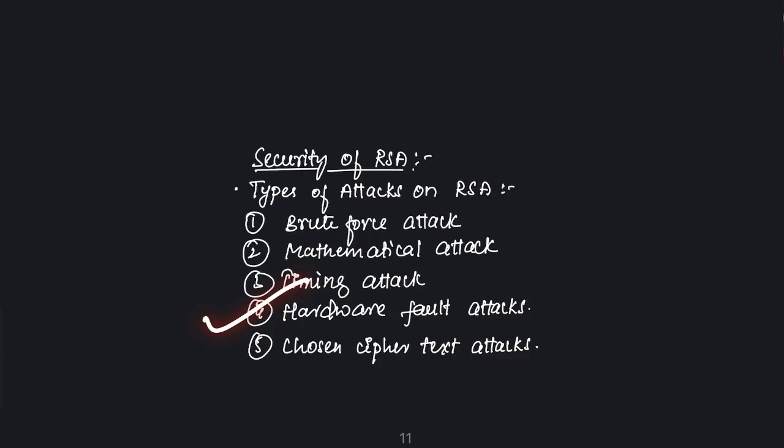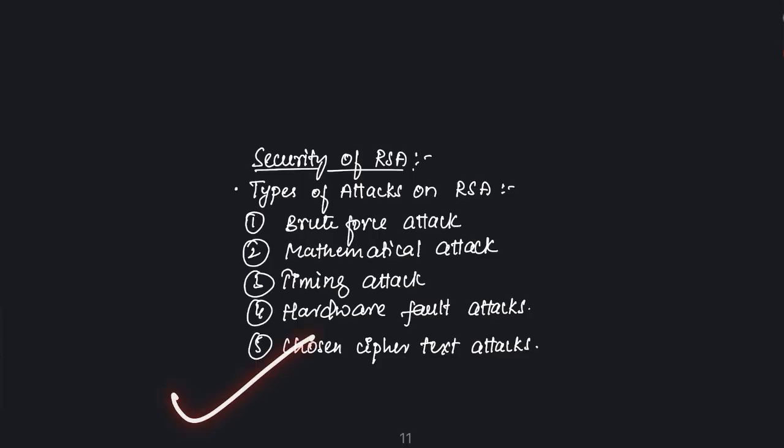Then we have hardware fault attacks. This method involves inducing faults in the hardware, that is, by manipulating the power supply during RSA operations to generate incorrect outputs or any other such operation. While this requires physical access to the device, it speaks about the vulnerability of hardware implementations.